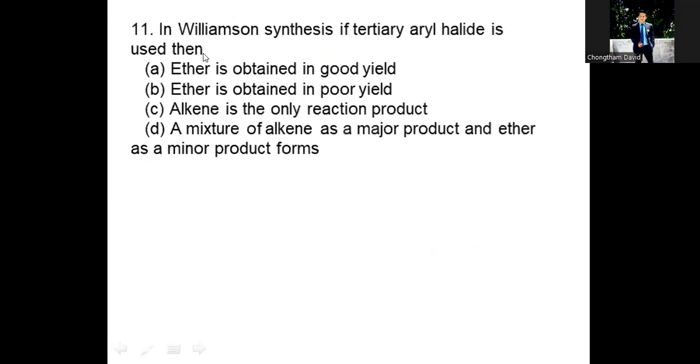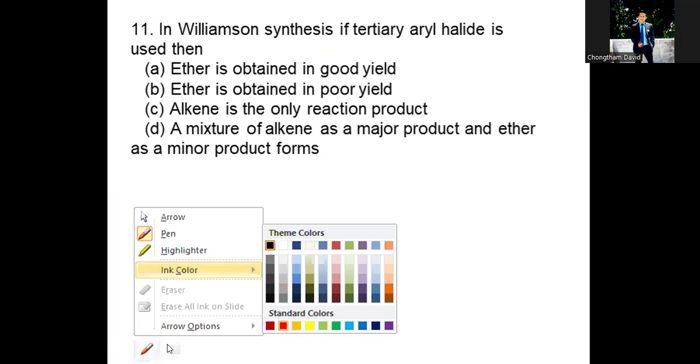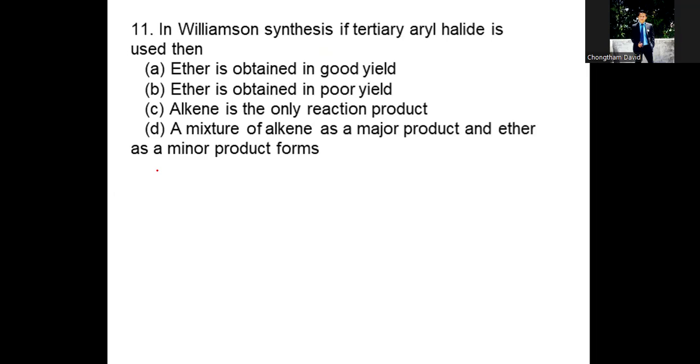Question number 11. In Williamson synthesis, if a tertiary alkyl halide is used, then ether is obtained in good yield, in poor yield, alkene is the only reaction product. In option D, it says a mixture of alkene as a major product and ether as a minor product forms. So you should remember Williamson synthesis, which you've learned in class 12. It's there in your NCERT text. Don't forget to complete NCERT first. That's the first step of your preparation for this exam.